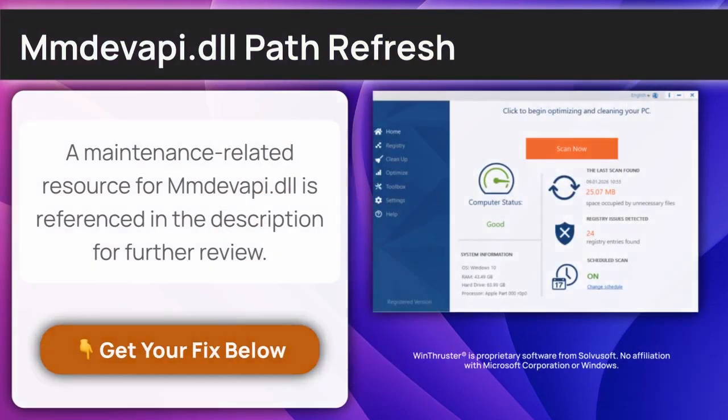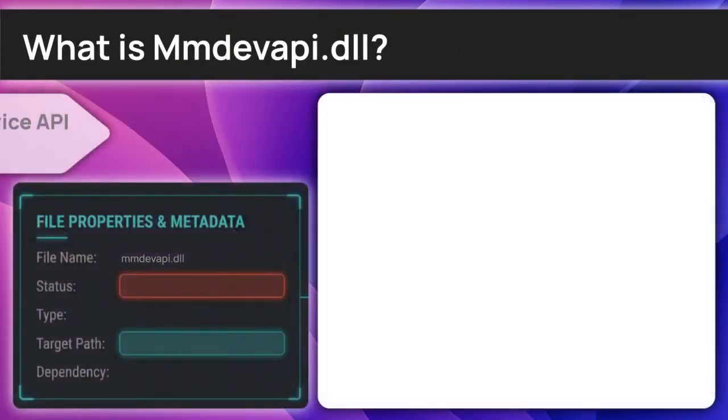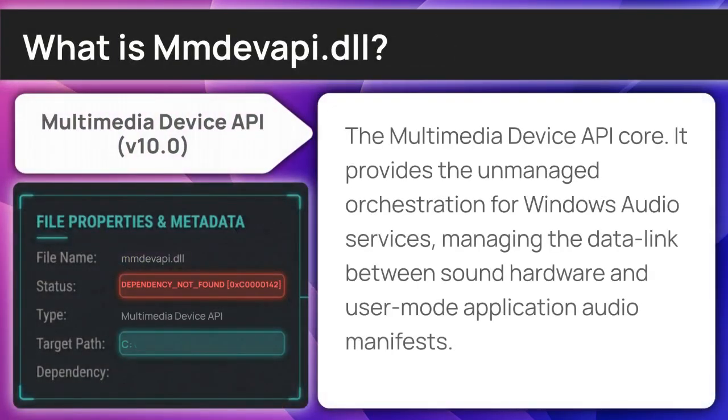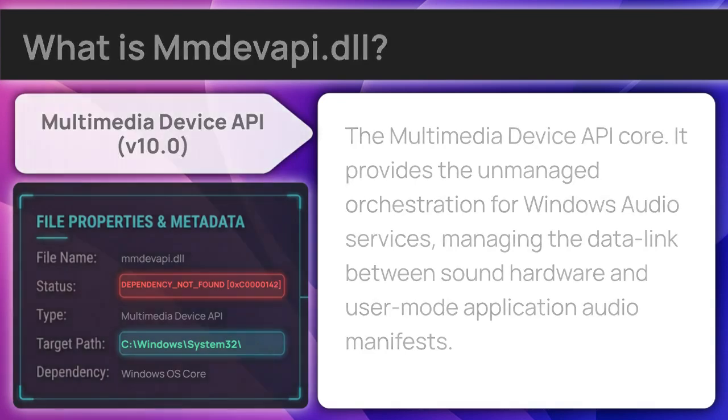This is the Multimedia Device API core. It provides the unmanaged orchestration for Windows audio services, managing the data link between sound hardware and user mode application audio manifests. Let's get to work. We'll start with the most common fix for this specific error.